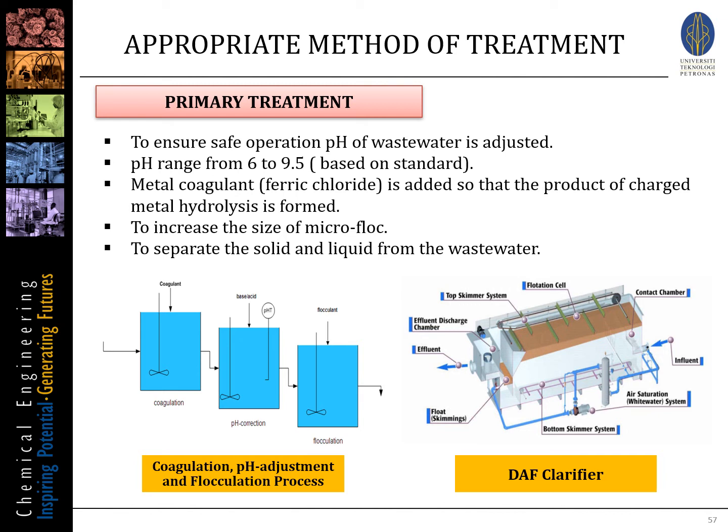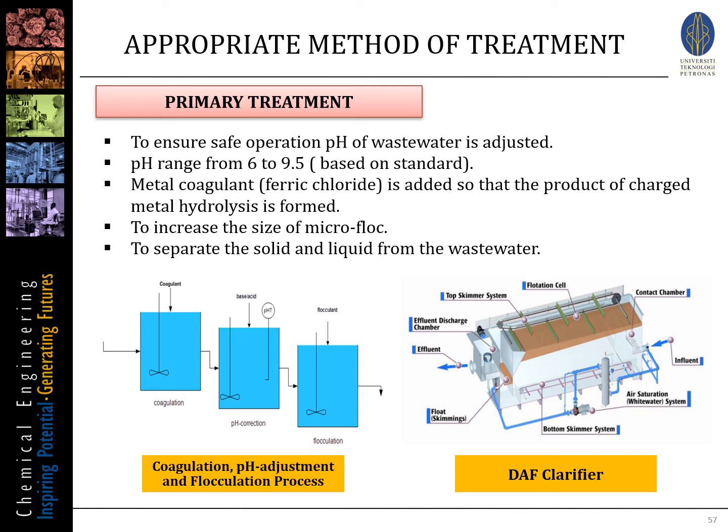Primary treatment comprises the pH adjustment tank, coagulation flocculation tank, and the DAF clarifier. The pH adjustment tank is to ensure safe pH operation. The pH range of 6 to 9.5 is standardized according to the regulation limit. If the pH is too high, acid will be added, and if the pH is too low, caustic will be added to neutralize the pH.